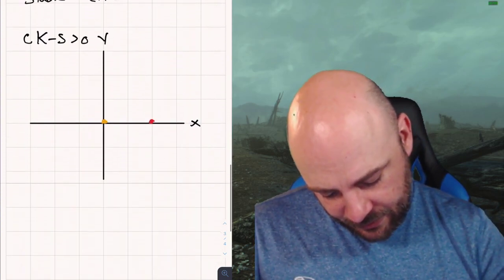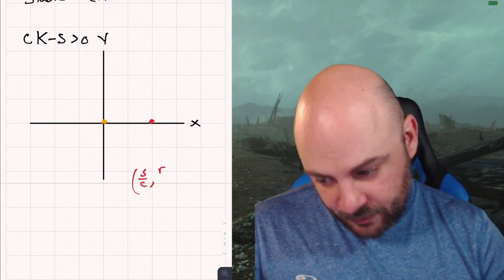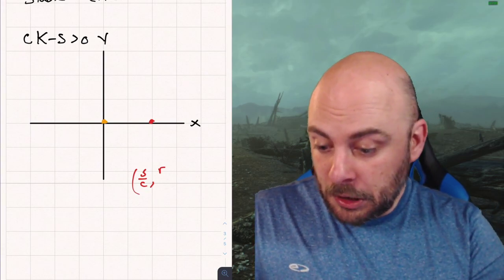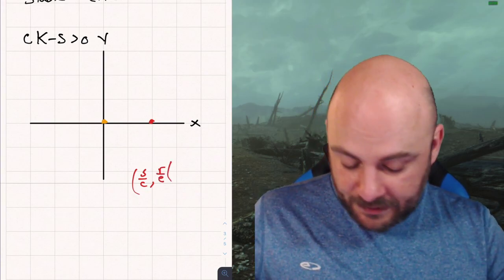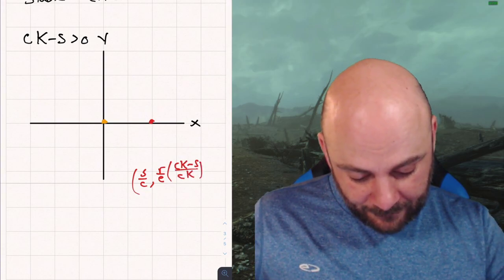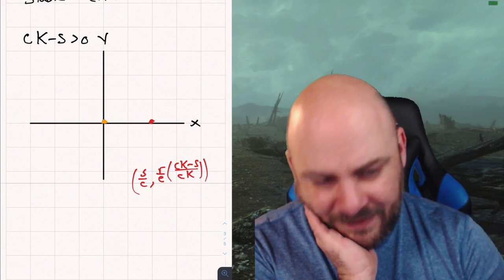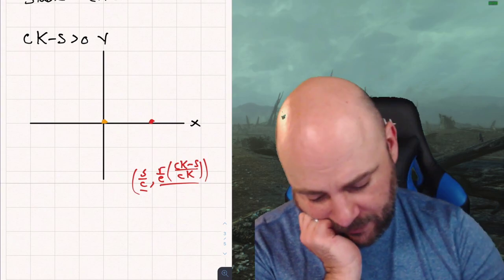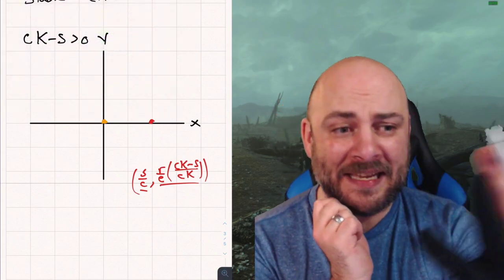S over C, I'm just rewriting it. S over C, comma, R over E times CK minus S over CK. Should not have done that red, but that's okay. All right. Now, if CK minus S is positive, then this coordinate is certainly positive. This one is also positive. So I've got a third equilibrium up here somewhere.